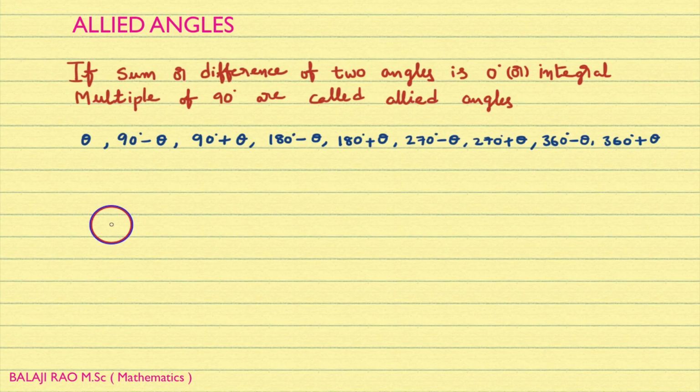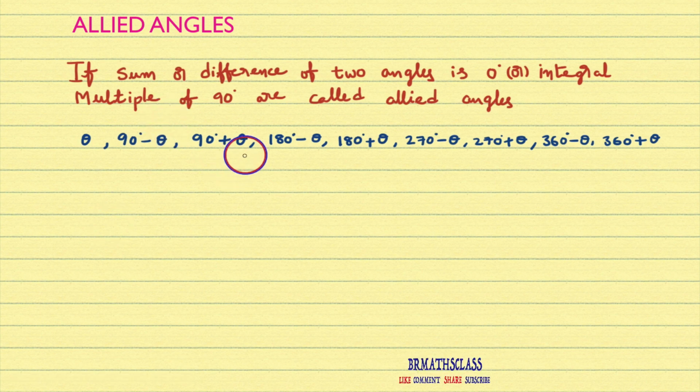In this class, we will learn what allied angles are. What is the definition of allied angles? Which angles are known as allied angles? Why are theta, 90 minus theta, 90 plus theta, 180 degrees minus theta, 180 degrees plus theta all known as allied angles? All those things we will learn in this class. First, we will see the definition of allied angles.